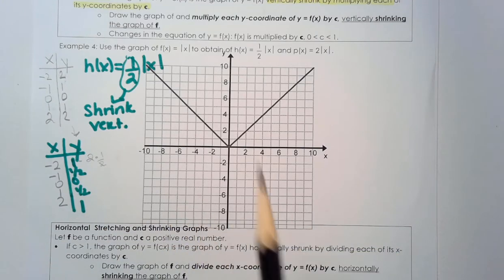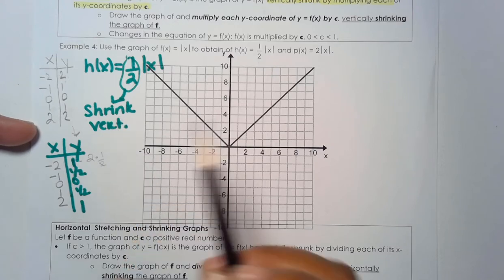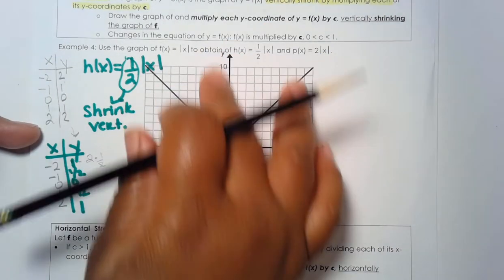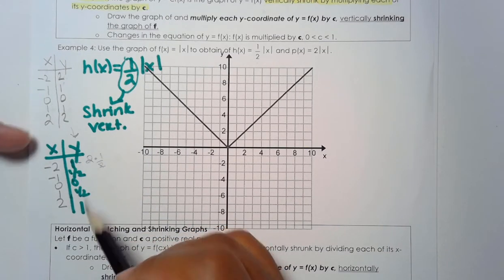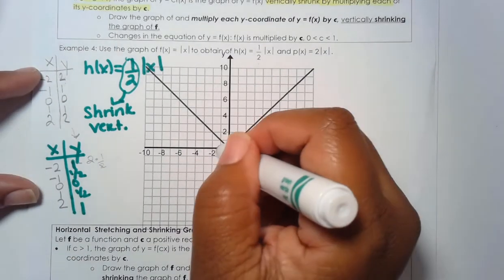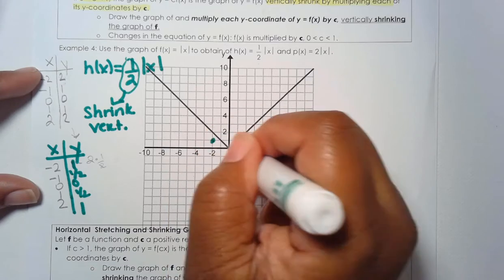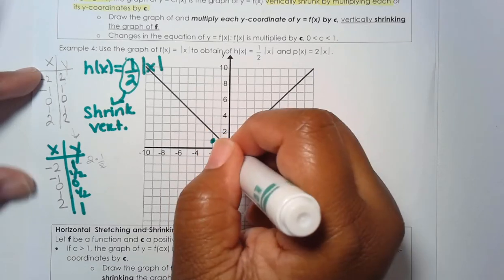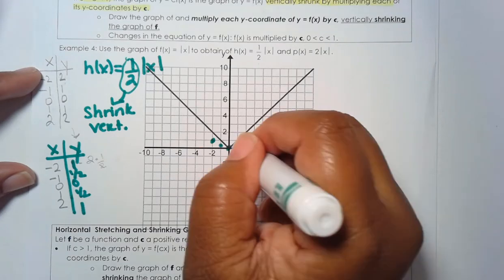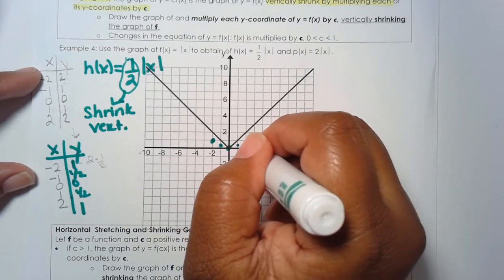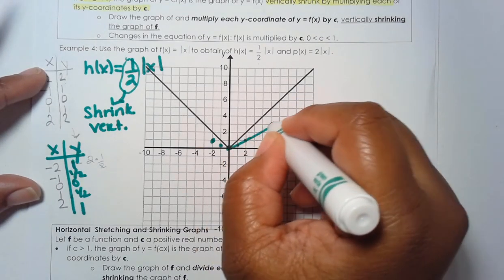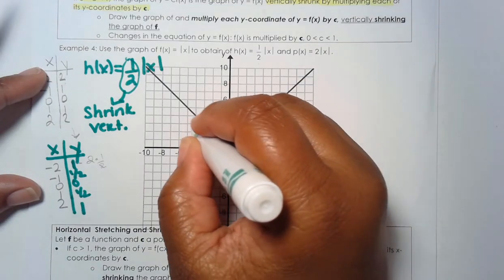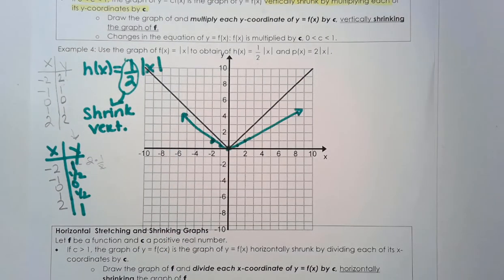Okay, so when I say that it shrinks vertically, think of when vertically we're moving up and down. Our y coordinates are getting smaller. So we have negative 2, 1. We have 0, 0. We have negative 1 and 1 half. We have 1 and 1 half. And then we have 2 and 1. So when it shrinks vertically, our y coordinates are getting smaller.